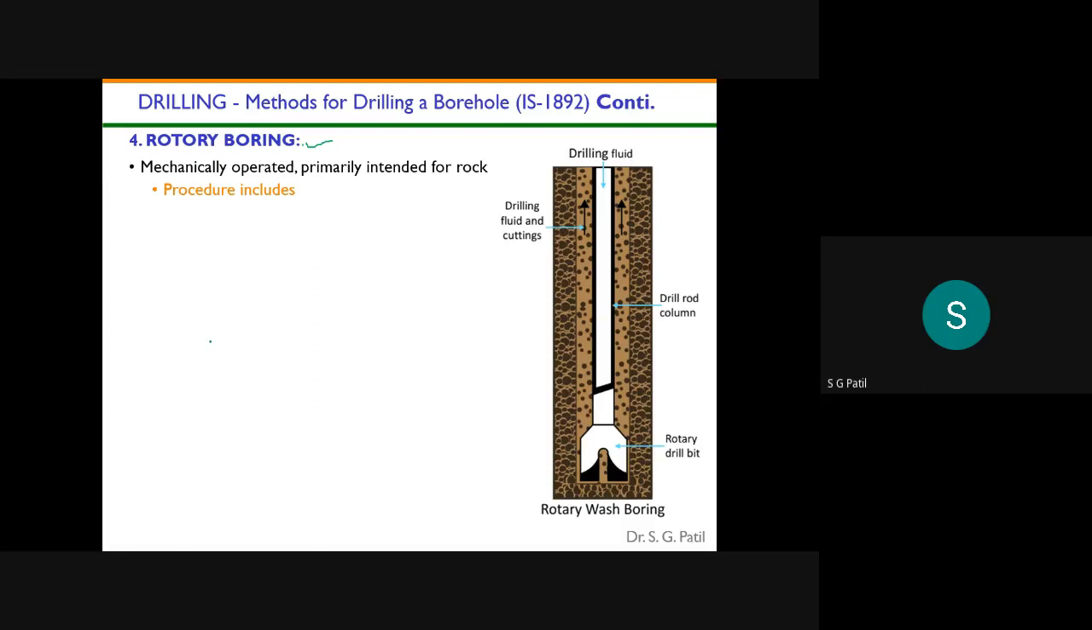Okay, so the next type of boring is the rotary boring. In rotary boring, what will we do? It is almost similar to wash boring. The only thing is we will change this drilling bit. Here, for the drilling bit, we will use either a diamond or a tungsten drill bit. That we will use inside this borehole.